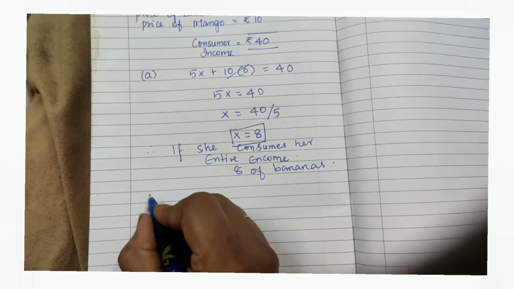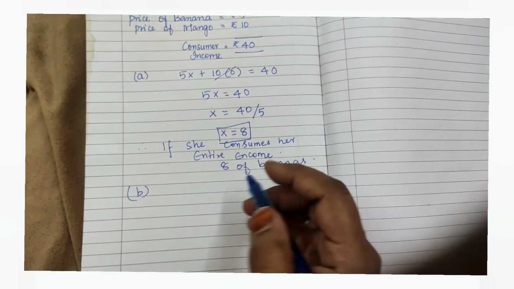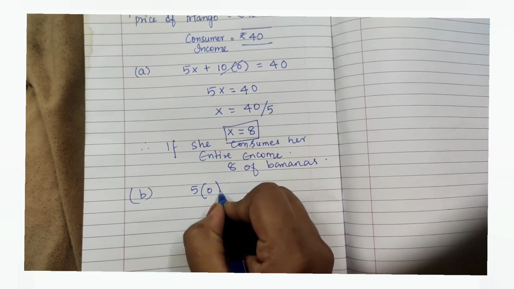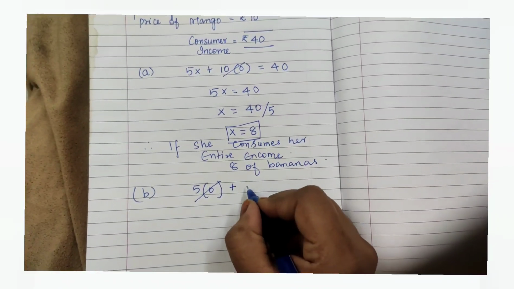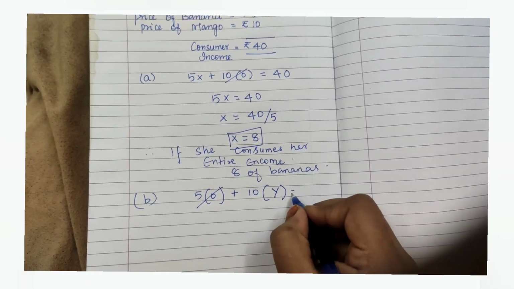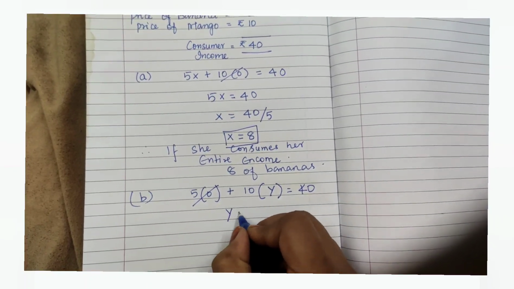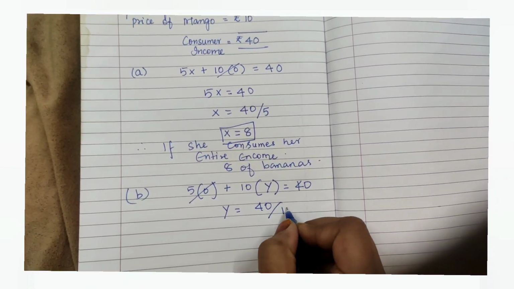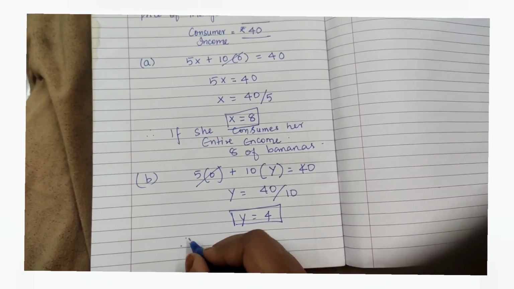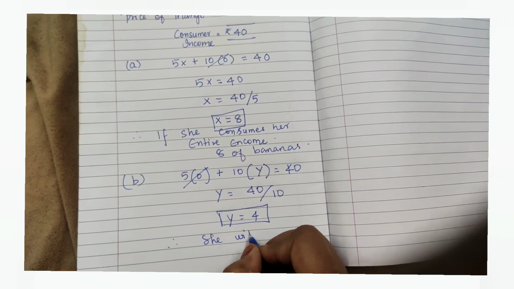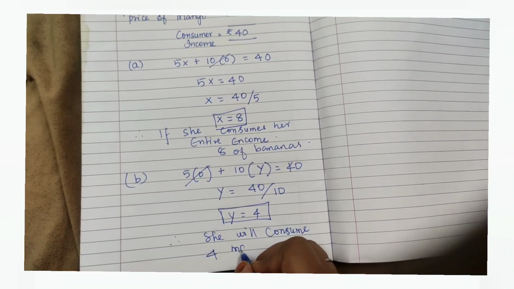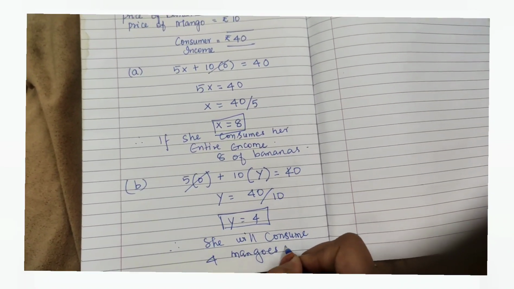Second is, if she spends her entire income on mangoes, how much will she consume? So we will do the opposite now. 5 into 0 is 0, it got cancelled. 10 into y is equal to 40. Now y we keep aside, and 40 divided by 10, y is equal to 4. So we have got the answer that she will consume 4 mangoes with her entire income.